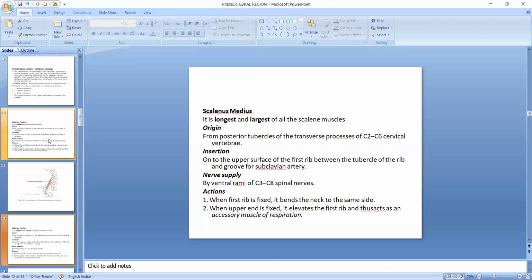Nerve supply: ventral rami of C3 to C8 spinal nerves. Action: when the first rib is fixed, it bends the neck to the same side. When the upper end is fixed, it elevates the first rib and thus acts as an accessory muscle of respiration.